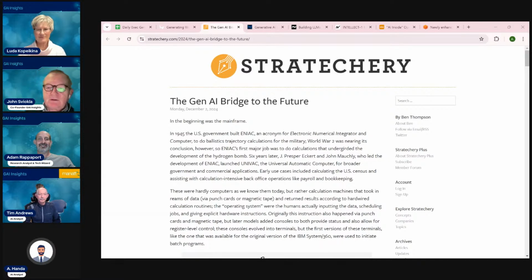Okay, Ankash, please. The next one comes from Ben Thompson at Stratechery, and it talks about the GenAI bridge to the future. Yeah, an interesting article. Tim, what do you think?